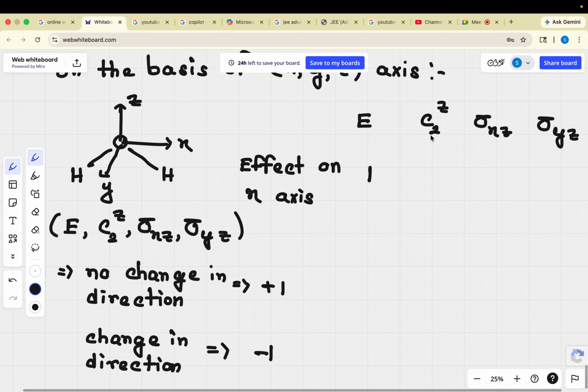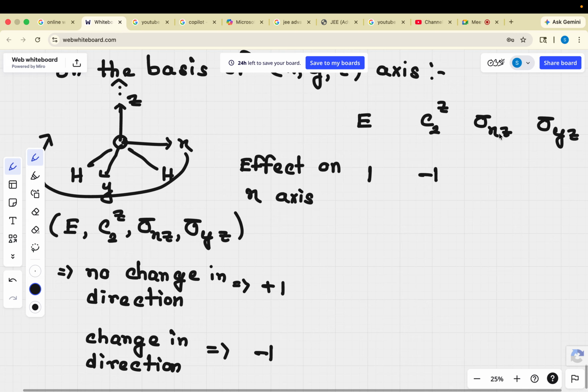If I operate C2z on this x axis, what will happen? C2z means along the z axis you are rotating the molecule 180 degrees. If you rotate by 180 degrees, this x will now come to the other side. Initially it is on the right hand side, after rotation it will be on the left hand side. So that is your minus 1.